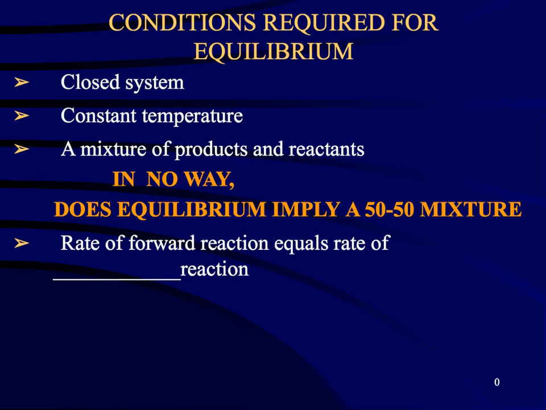All right, now in order to have equilibrium, and some of these things I had already discussed, but we're going to review them. In order to have equilibrium, we have to have a closed system. In other words, it has to be in a closed container. The temperature must also remain the same, so you can't change the temperature. And just because we say that we are at equilibrium, it does not mean that we have a 50-50 mixture. It does not usually imply that we have equal amounts of products or reactants.